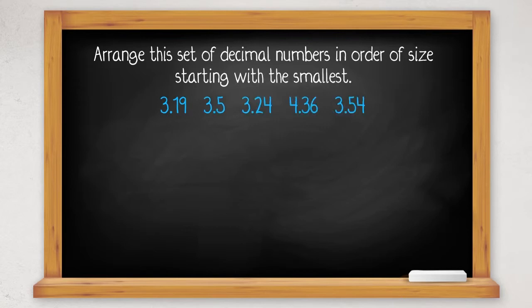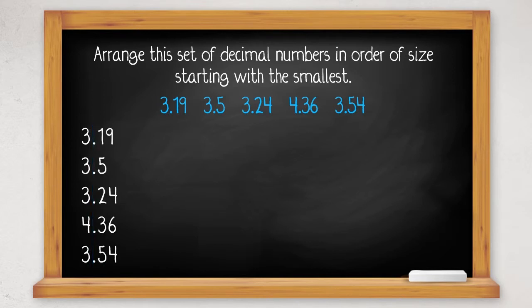It is usually helpful to rewrite the numbers in a column aligning the decimal points. It is also easier to compare the numbers if they all have the same number of decimal digits. In this example, all of the numbers apart from 3.5 have 2 decimal places. So we rewrite 3.5 as 3.50 by placing a 0 in the second decimal place. This does not change its value.